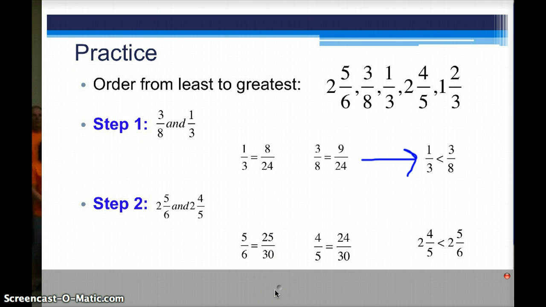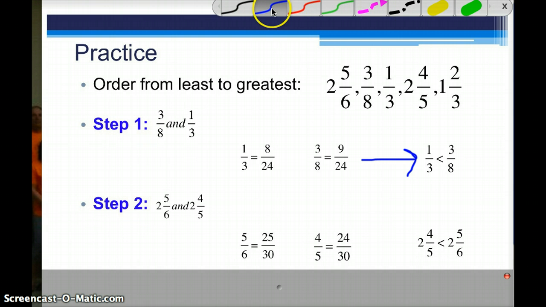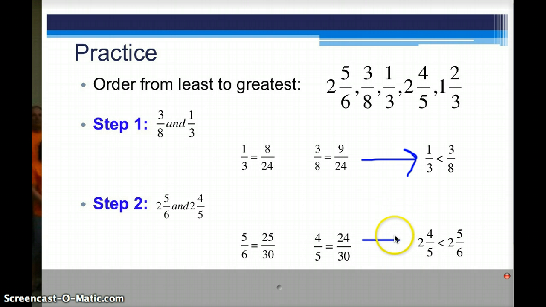Start by finding a common denominator. I went with 30, and I converted 5/6 to 25/30, that's equivalent, and 4/5 to 24/30. Now, since they have the same denominator, all I have to do is look at the numerator. So 25 is greater than 24. So that means 2 and 4/5 is less than 2 and 5/6. And I put that right over there.